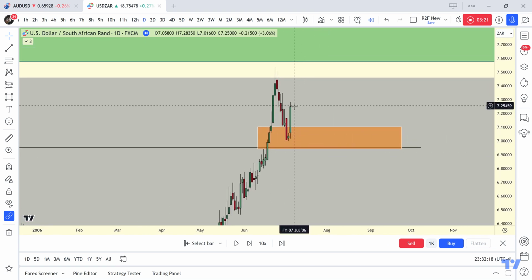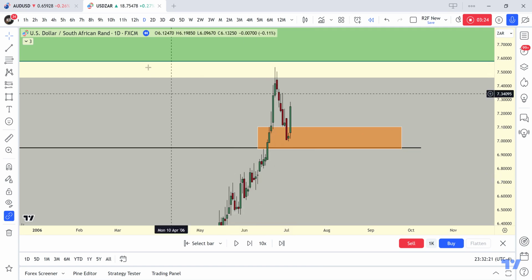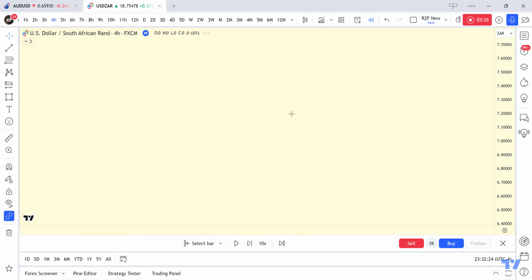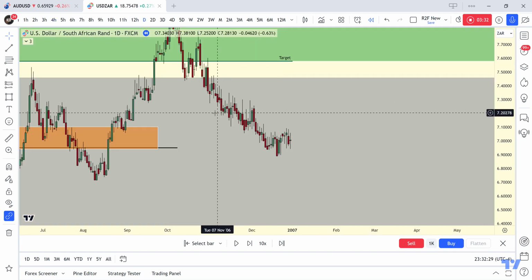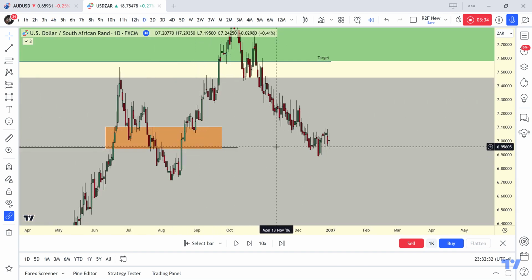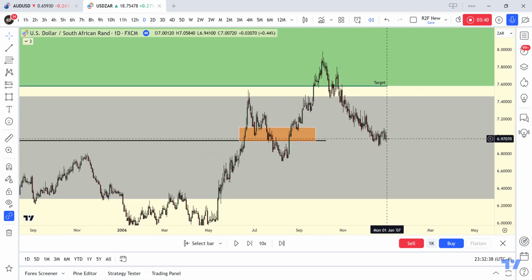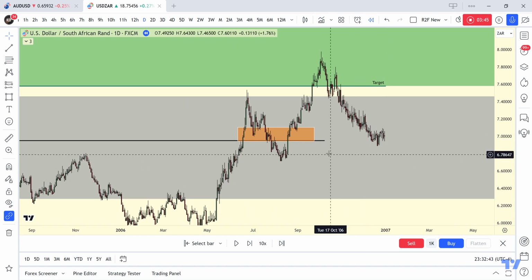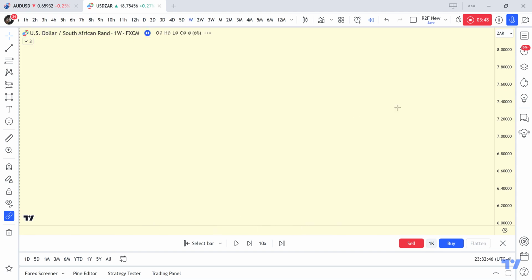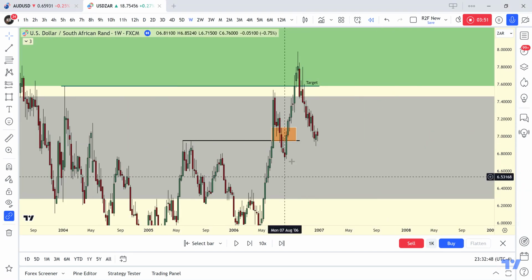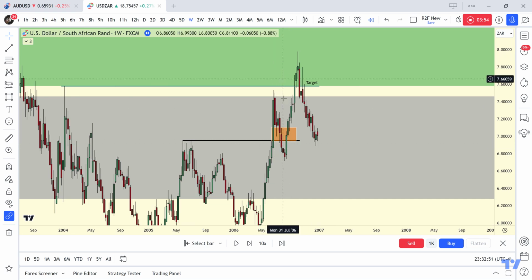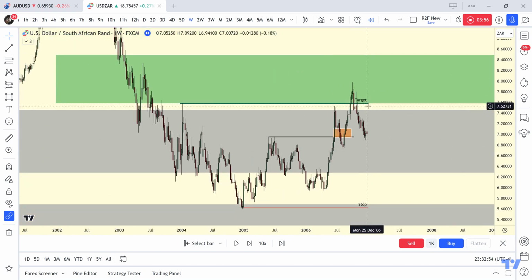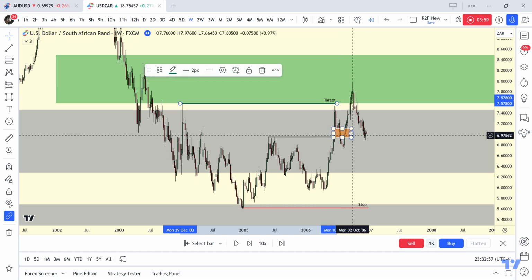All right, so it came all the way into here. Can I go to the 4-hour? Not possible. Okay. Oh no. Oh no. For some reason the chart decided to show everything on this area. Okay. So it did come a bit deeper. Hit the target. All right, well, okay.